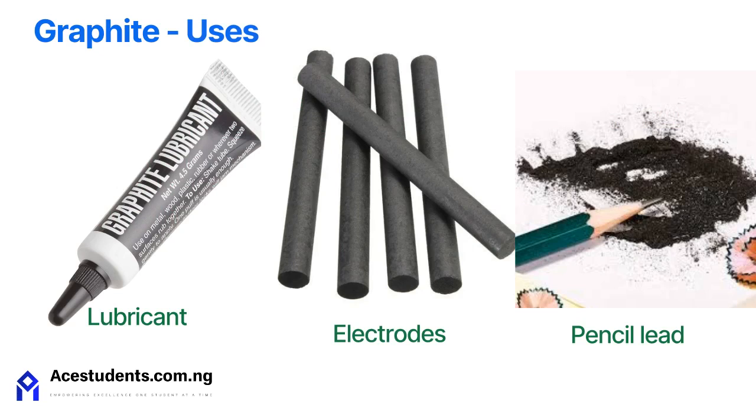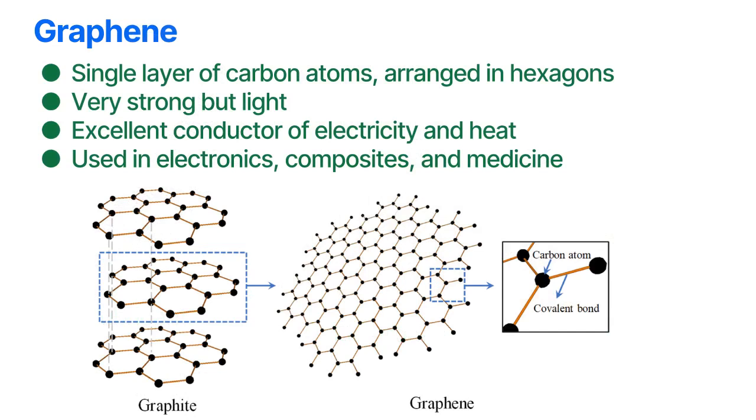Let's take a look at a single layer of graphite called graphene. Graphene is a single layer of carbon atoms arranged in hexagons. It is only 1 atom thick, making it extremely light, yet it is about 200 times stronger than steel.